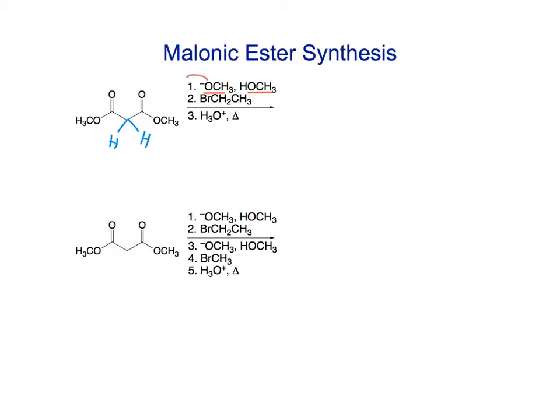Let's draw out the whole thing here. We're going to deprotonate this. That's kind of doubly resonance stabilized, because the minus charge can be delocalized to both carbonyls, and that reacts in step 2 with the alkyl halide. All right, so we're using bromoethane. We just do an SN2 substitution.